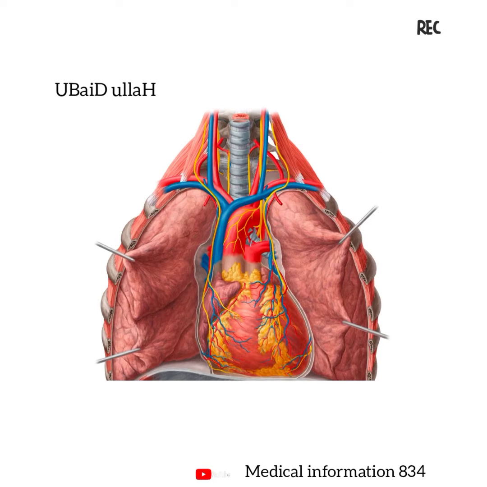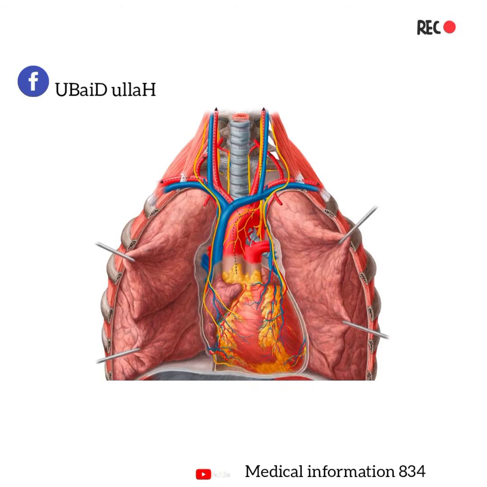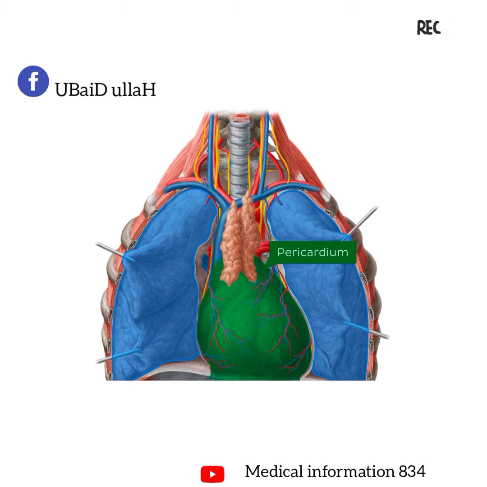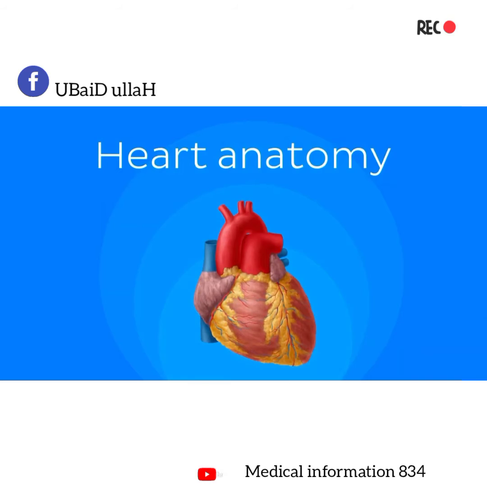So we know that the heart is a muscular organ which pumps blood around the body. It is located in the middle mediastinum, which is a fancy name for a space between your two lungs, and covered in a strong, fibrous, double-layered sac known as the pericardium. Let's take a look at the general anatomy of the heart.